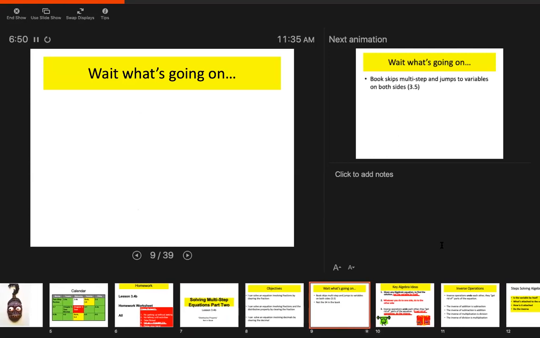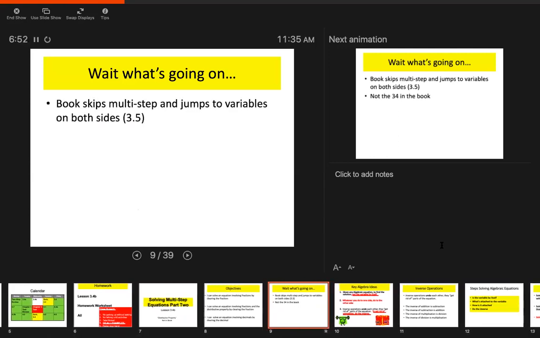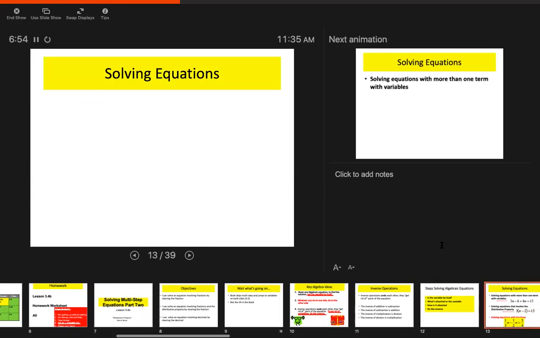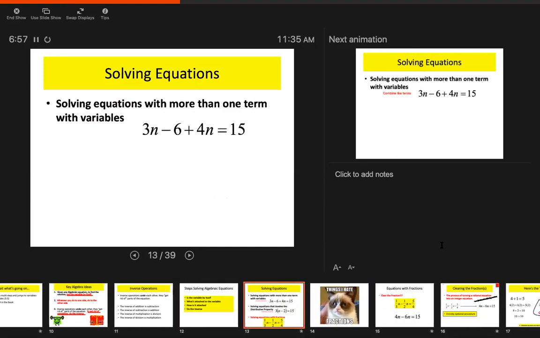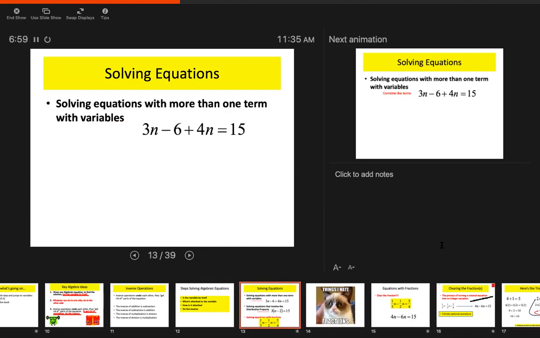Last day, right, here's what we did. The last day we did this one. You had that last night for homework. You have variables on one side, combine like terms, right? That's the idea. Then it turns into a two-step equation, solve the two-step, yeah?